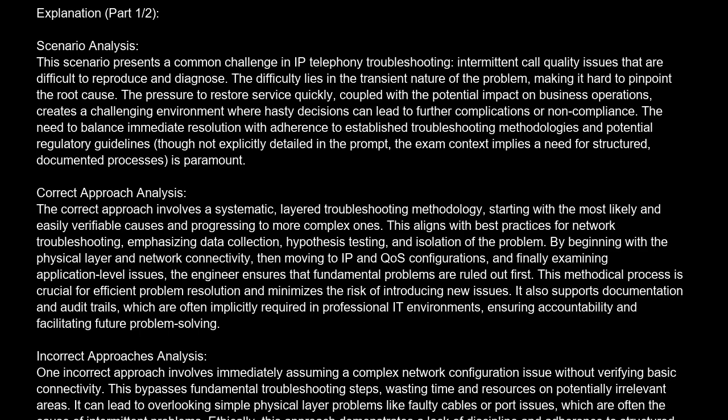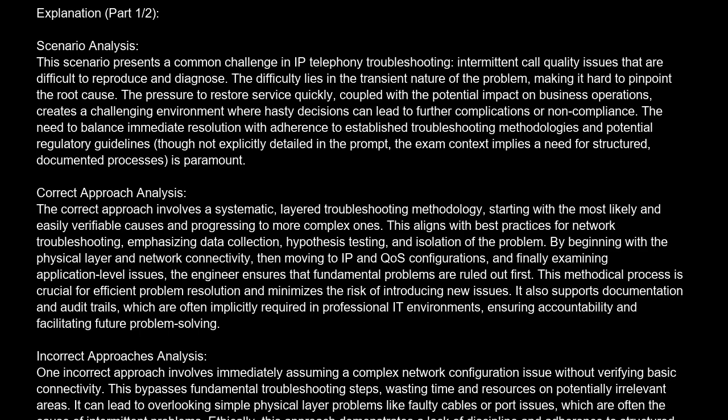By beginning with the physical layer and network connectivity, then moving to IP and CoS configurations, and finally examining application-level issues, the engineer ensures that fundamental problems are ruled out first. This methodical process is crucial for efficient problem resolution and minimizes the risk of introducing new issues. It also supports documentation and audit trails, which are often implicitly required in professional IT environments, ensuring accountability and facilitating future problem solving. Incorrect approaches analysis.